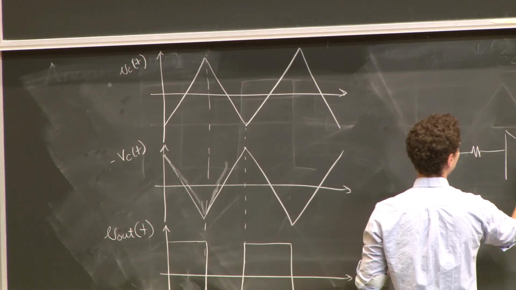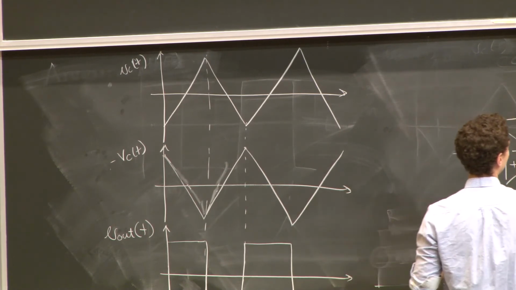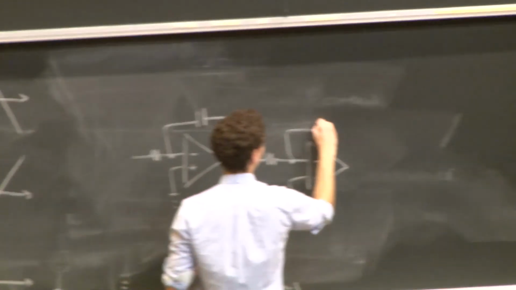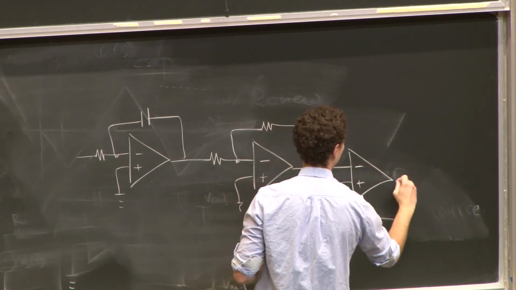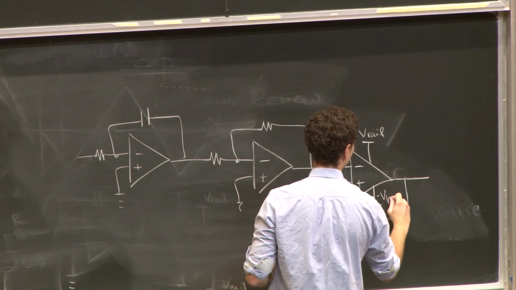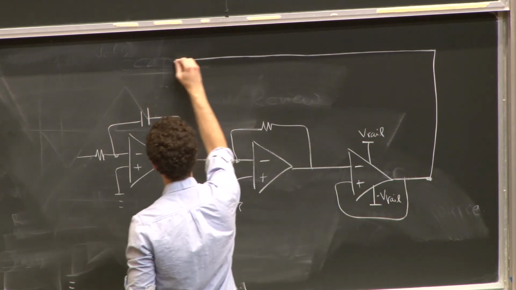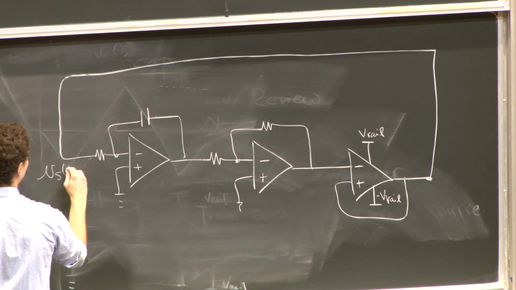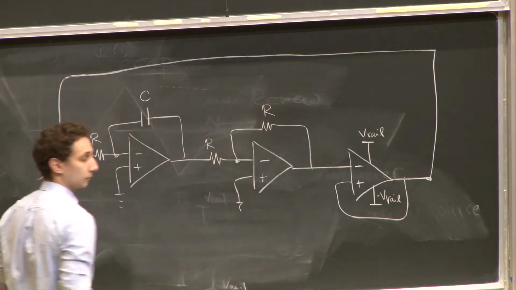We have this resistor and capacitor. We have the inverting amplifier. Here we have our positive feedback comparator, V rail and minus V rail. We take this and we make it our source voltage, Vs.